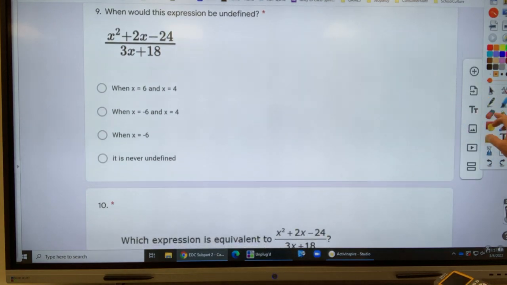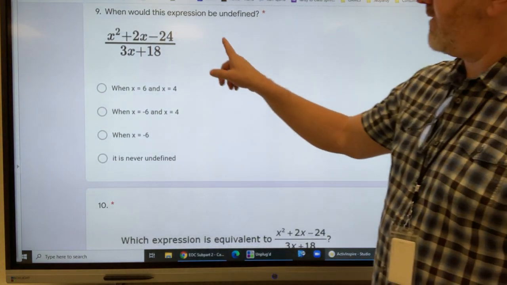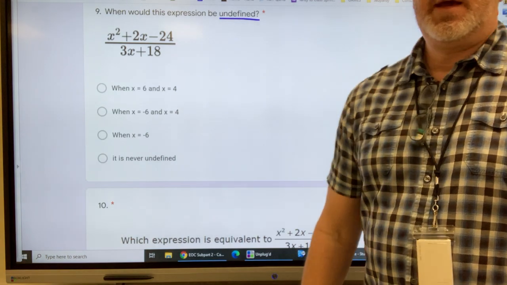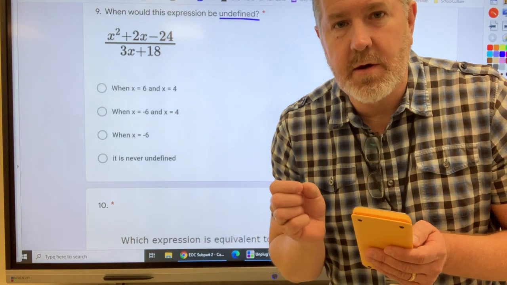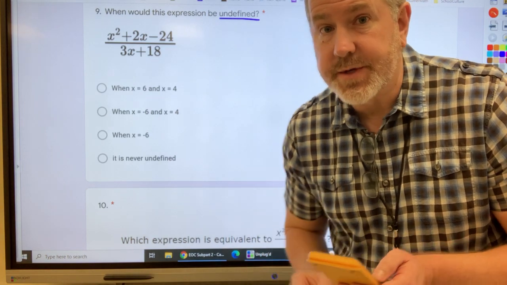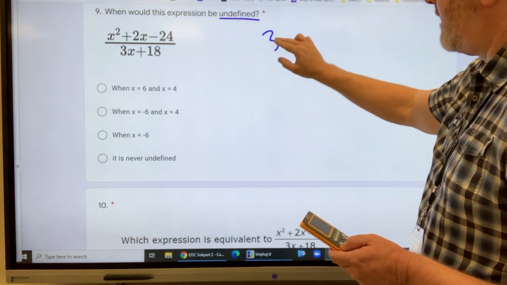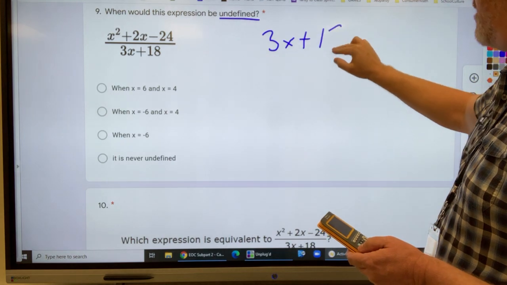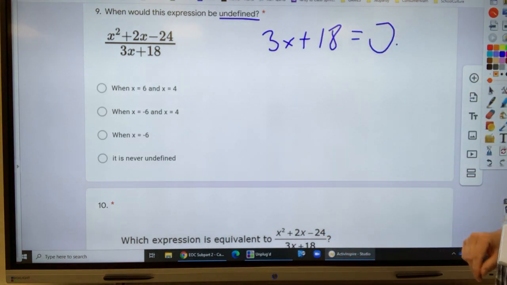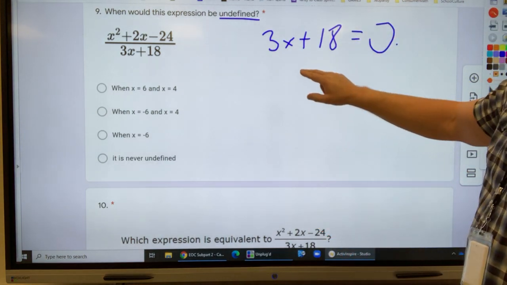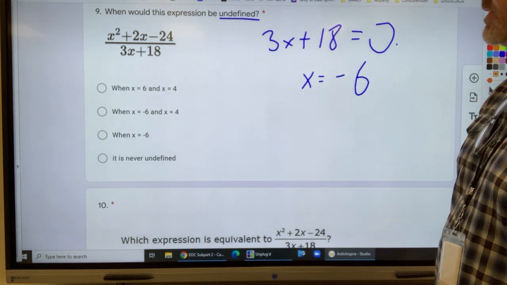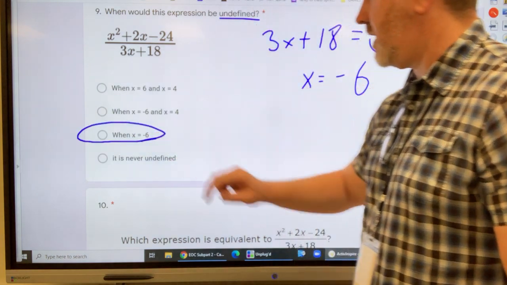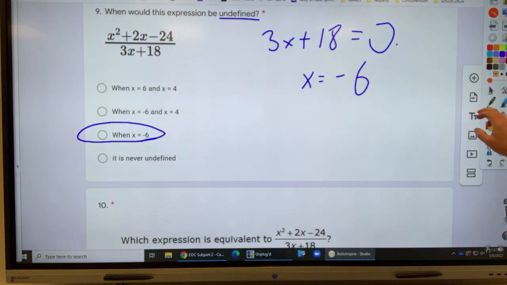Okay, this is where they start getting a little more straightforward. Undefined, in math, it just almost always means where is the denominator equal to 0. So, if we ask the denominator, when are you equal to 0? We can just solve it, and x would be equal to -6. That would give us 0 on the bottom of a fraction. That's undefined, okay?